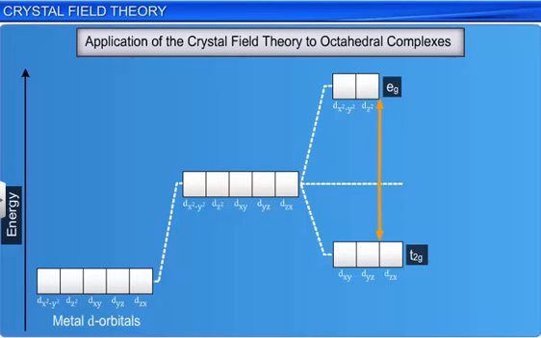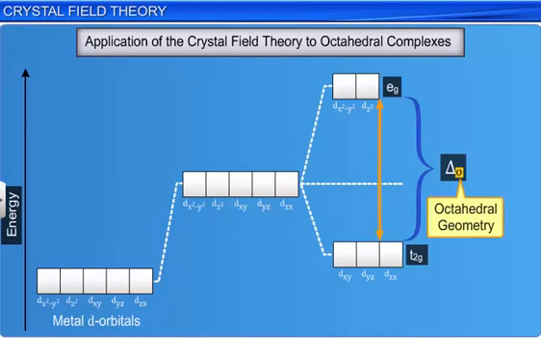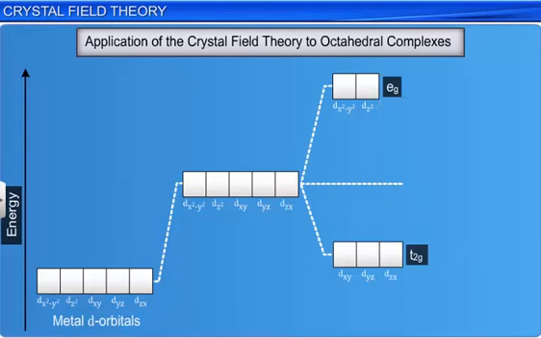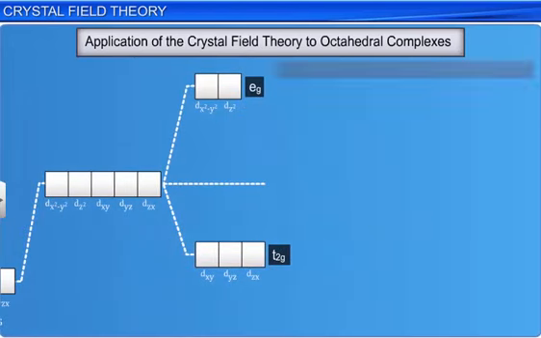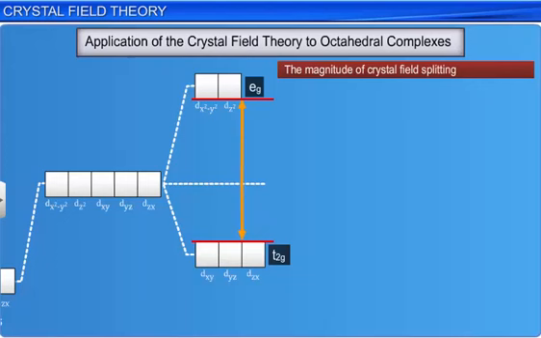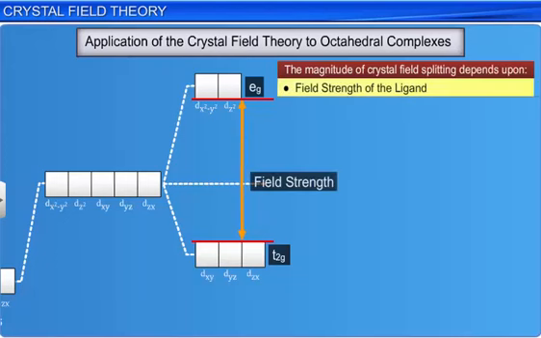The extent of the splitting in energies is represented by the symbol delta O. The subscript O indicates octahedral geometry. Due to this splitting, the energy of the 2 Eg orbitals will increase by 3/5 of delta O, while that of the 3 T2g orbitals will decrease by 2/5 of delta O. The magnitude of crystal field splitting depends upon the field strength of the ligand and the charge on the metal ion.